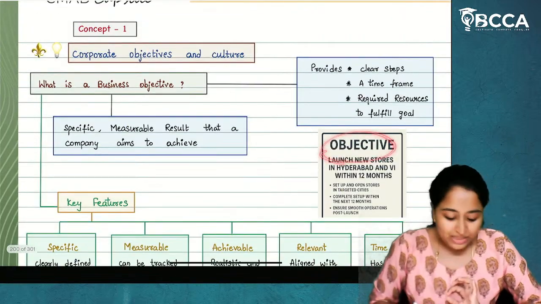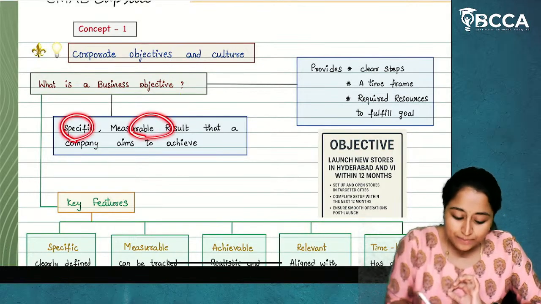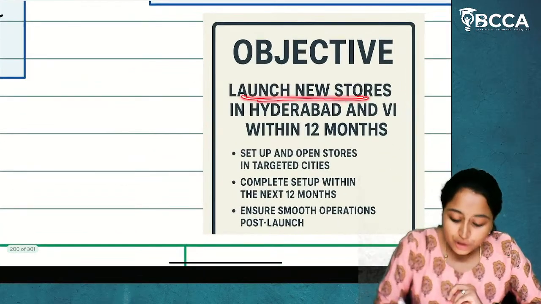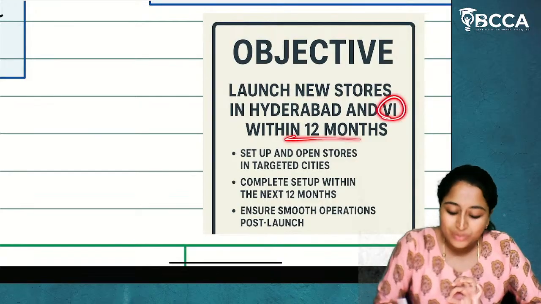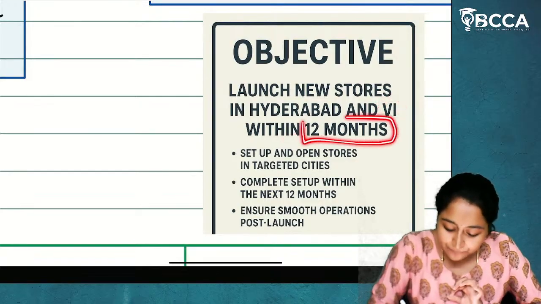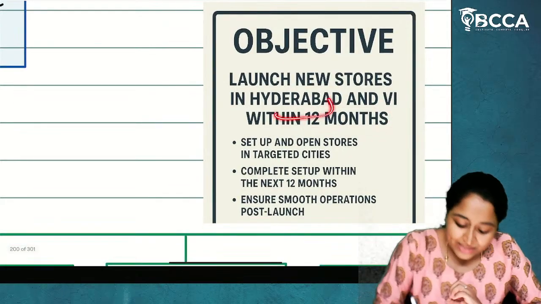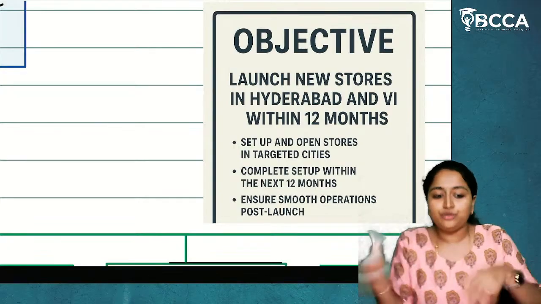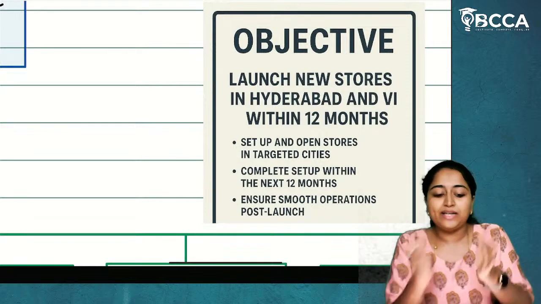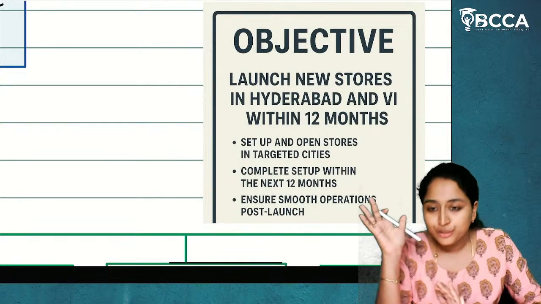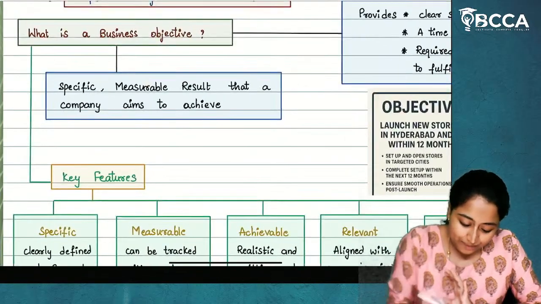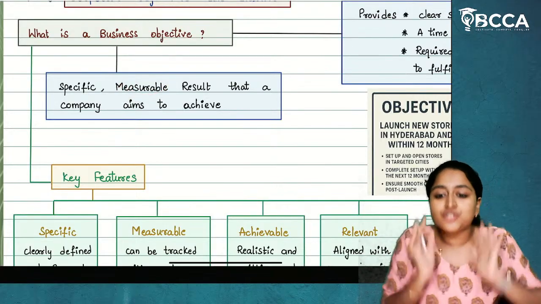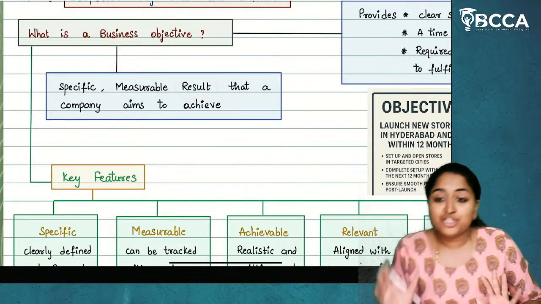Now, an objective means it is specific and measurable, something that a company aims to achieve. See, for example, if a company wants to launch a new product in Hyderabad and in Vizag within 12 months, which means there is a time frame. Within 12 months they want to do it, and there is a desired way of doing it in Hyderabad and Vizag. I'm not going to put it in random places. No, I have a clear-cut idea. In Hyderabad and Vizag, I need to open new stores. So here, it is specific. I'm being specific. It is measurable. I can go on measuring on a construction basis, and the result is achievable.